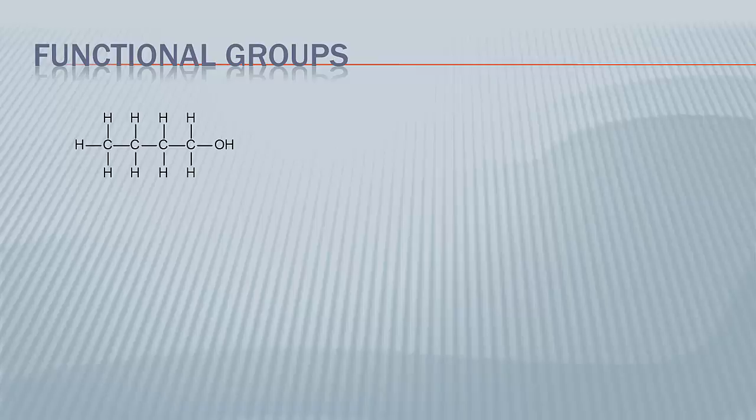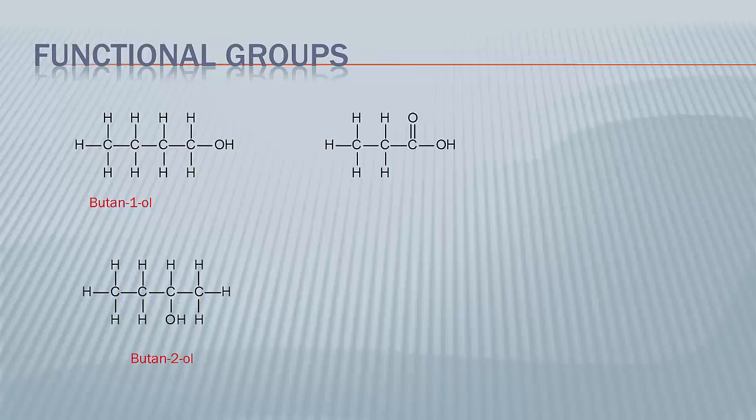Now we're going to move on to functional groups. So this molecule here is a 4-carbon alkane based on butane with an alcohol group on carbon 1. So this molecule is butan-1-ol. Our next molecule is an isomer of butan-1-ol with the alcohol group positioned on the second carbon from the end. So this molecule is butan-2-ol. Note, we don't call this molecule butan-3-ol because that's not the lowest possible numbering system.